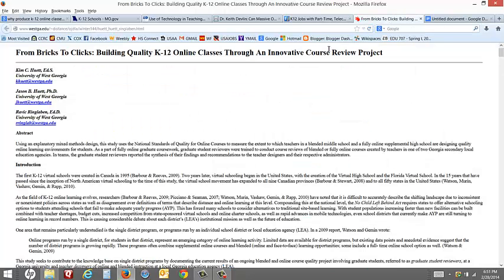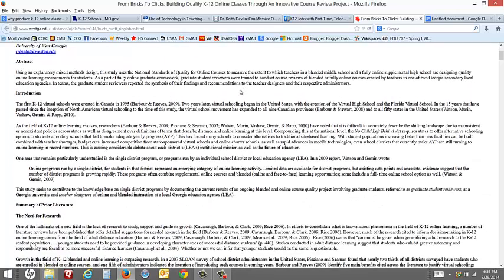Okay, from bricks to clicks. Using explanatory quality, national standards for quality online courses to measure the extent to which teachers in a blended middle school and a fully supplemental high school are designing quality online learning environments for students. Graduate student reviewers were trained to conduct course reviews of blended or fully online courses by teachers in one or two Georgia secondary education agencies and teams. Graduate student reviewers report instances of their findings and recommendations to the teachers and their respective administrators.